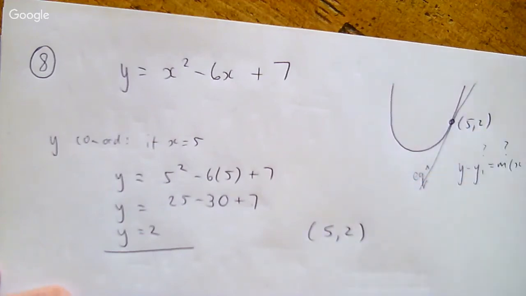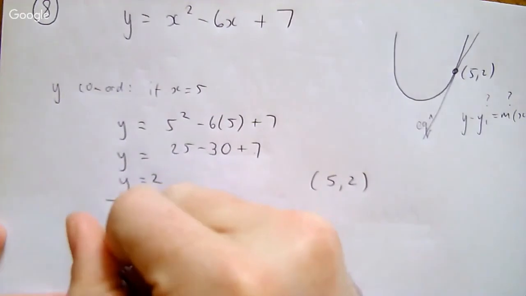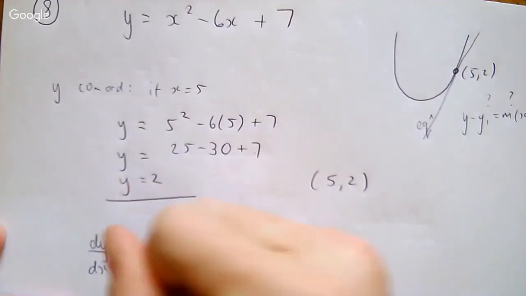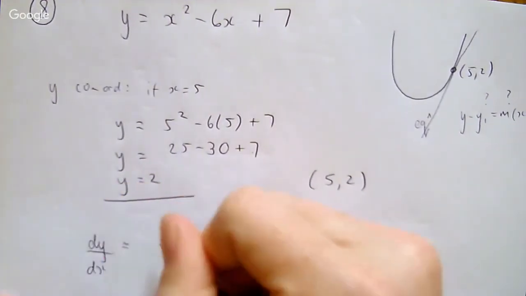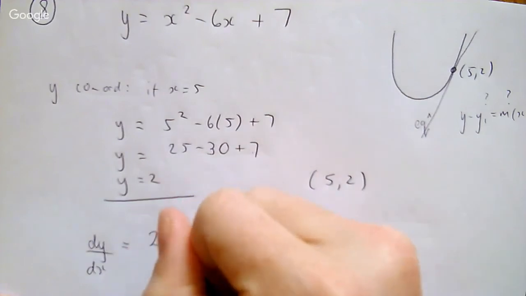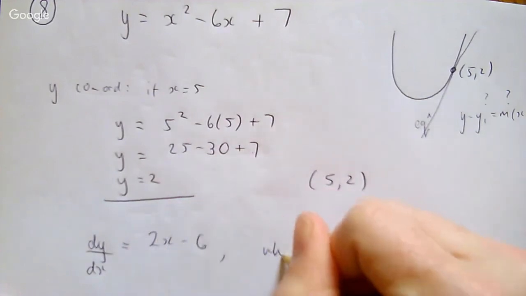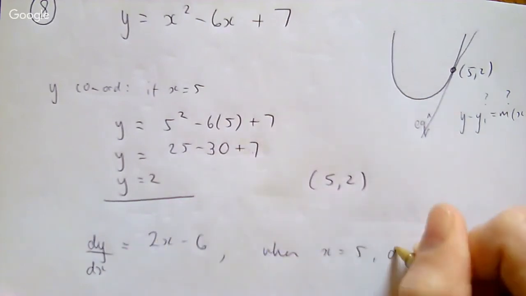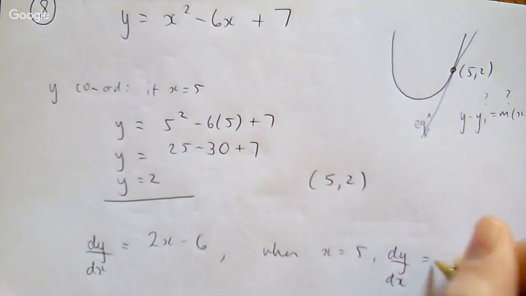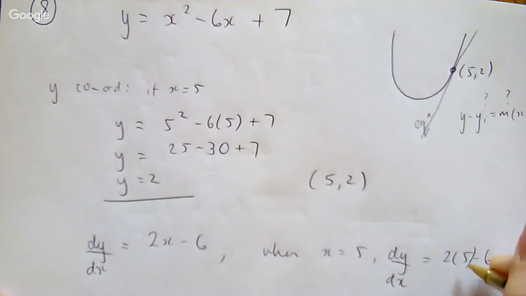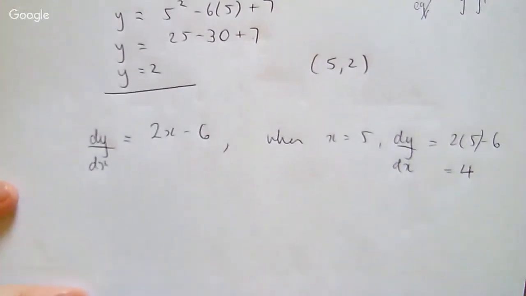And now I need to find out what the gradient is. The way I find the gradient with a quadratic or with a cubic or anything that's a curve is I differentiate it. Okay, so I'm going to get 2x minus 6, and when x equals 5, dy by dx is equal to 2 lots of 5 minus 6. So 2 lots of 5 being 10, take away the 6 being 4. Okay, so now I can put it into this y minus y1 equation.